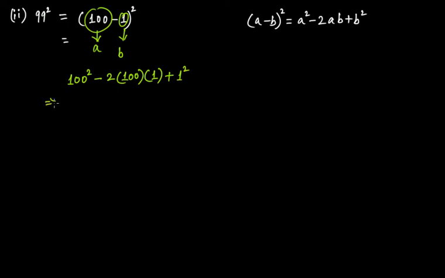squared. From here you get 10,000 minus 200 plus 1. So this gives you 9800 plus 1, that is 9801. This is the evaluation of 99 squared.